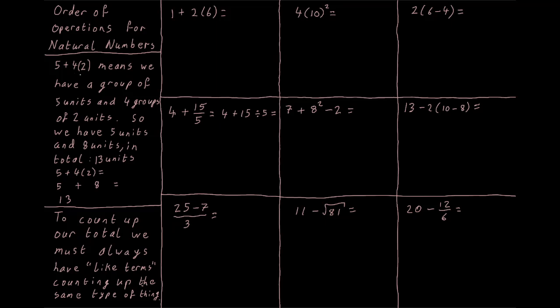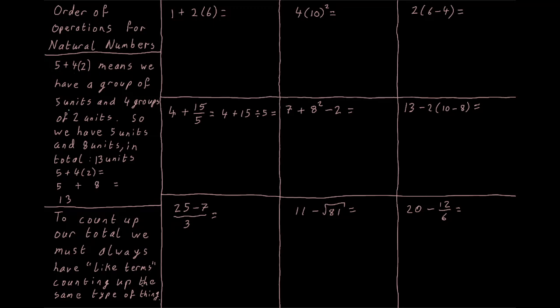So if I wanted to do this addition in particular, I'd have to be comparing like with like. I'd have to be adding a particular number of units to a particular number of units. So before I could do this addition, I'd have to turn the 4 by 2 into a particular number of units. I'd have to count up the total number of units for this bit before I then counted up my overall total number of units.